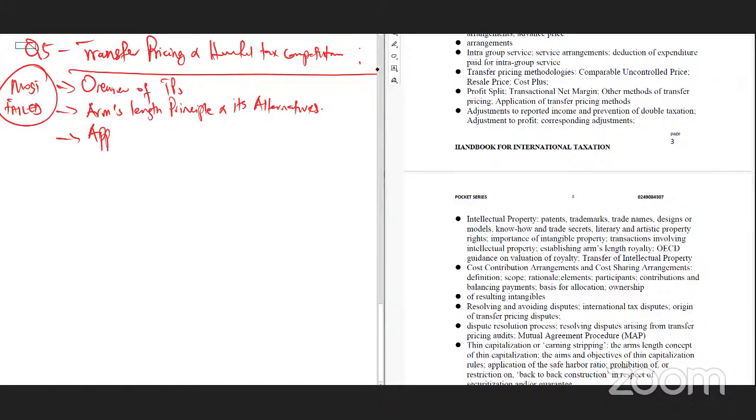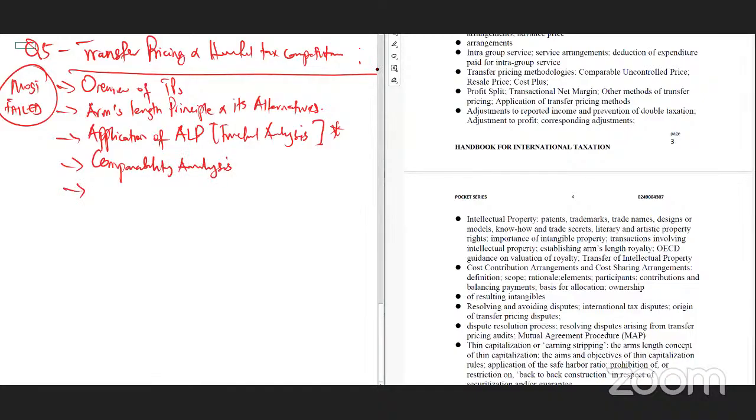We come and look at the application of the arm's length principle, right? At the time, the question will require you to mostly do a functional analysis, right? Even in international exams, like when you do audit, this is the most examined area, okay, where you do functional analysis. After that, you come and look at what? Comparability analysis. Comparability analysis, right?